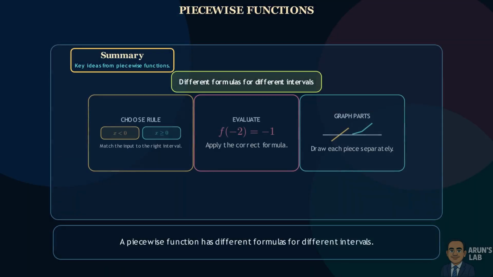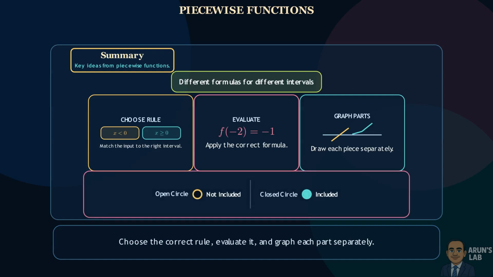Today we have learned about piecewise functions. A piecewise function has different formulas for different intervals. We have learned how to choose the correct rule, evaluate the function, and graph each part separately. We also understood that an open circle means not included, and a closed circle means included.